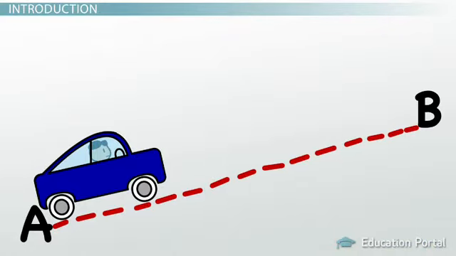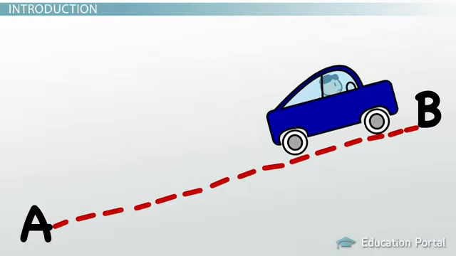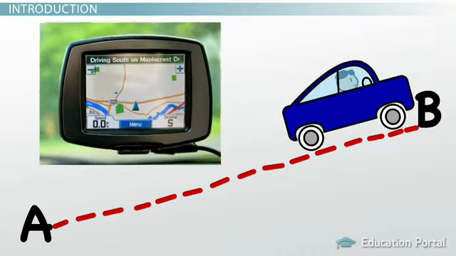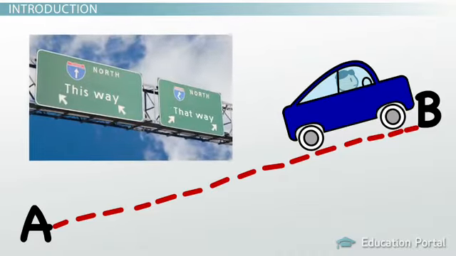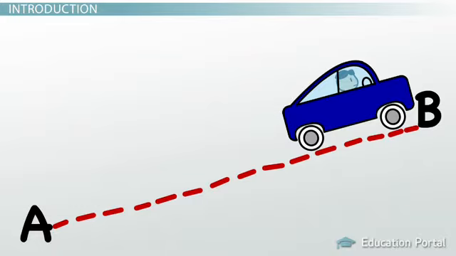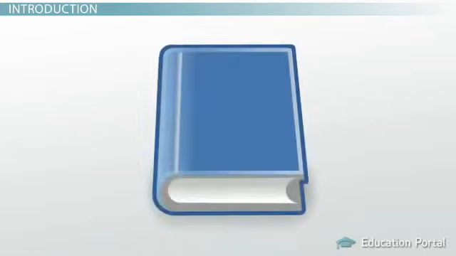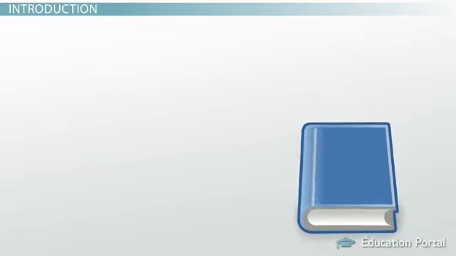In order to get from point A to point B in your car, for example, you need to understand the map, the written directions as a whole, as well as all of the individual parts or turns. It often helps you to figure out which areas might trip you up and from what direction of town you should approach your destination. That's all analysis is. Analyzing literature is much like reading directions.